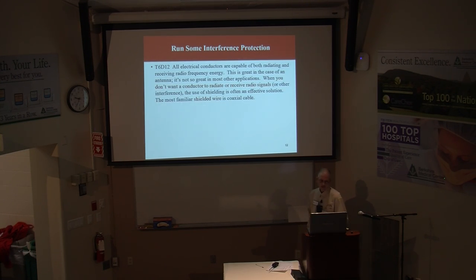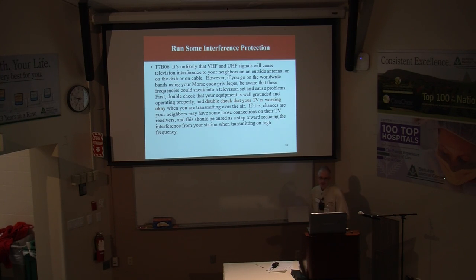All electrical conductors are capable of both radiating and receiving radio frequency energy. This is great in the case of an antenna, but not so great in most other applications. When you don't want a conductor to radiate or receive radio signals or other interference, the use of shielding is an effective solution. The most familiar shielded wire is a coax cable.